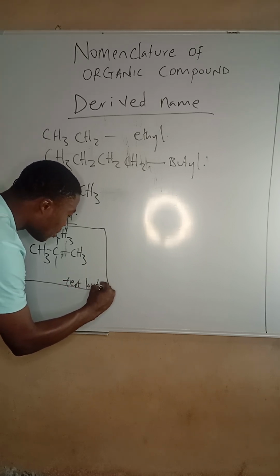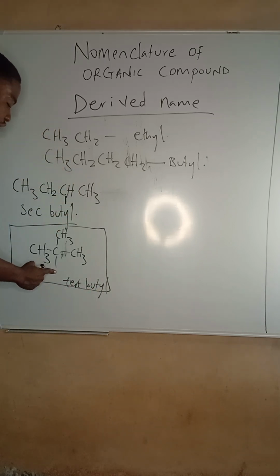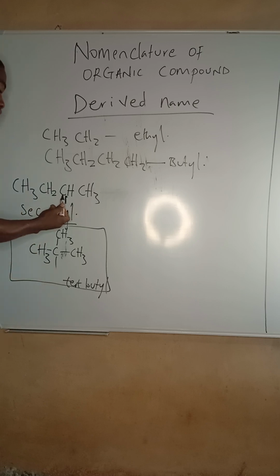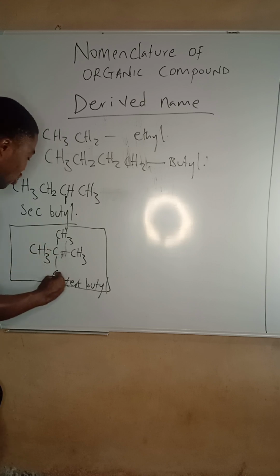A tert-butyl. Such that if there's chlorine here, we call it tert-butyl chloride. So if that's for the derived name, some examiners will not even tell you that they are derived. They'll just say the product of the compound is something like this chloride.